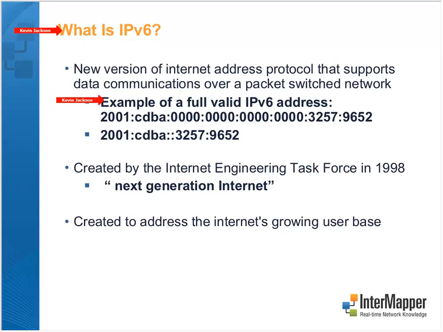So as you can see here, this is an example of a full valid IPv6 address. This is the IP address in its entirety, and this is also the IP address that's been truncated. So these zeros are kind of like placeholders, so you can still effectively use the IP address with the truncated notation here.